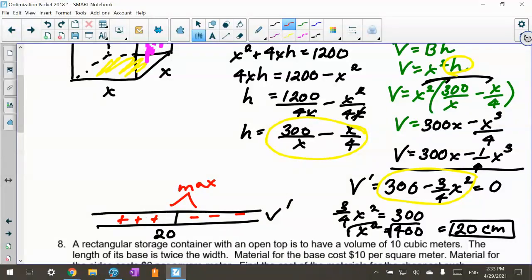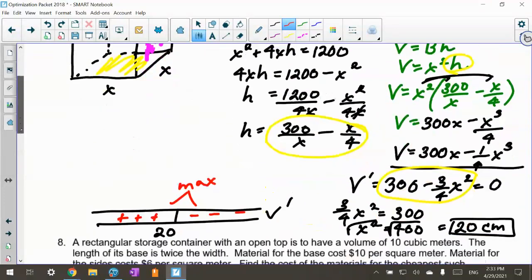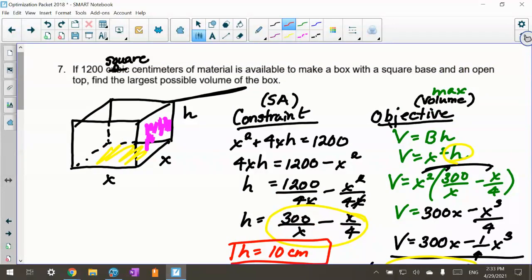Then I'm going to plug the 20 into the h spot. When I do that, h comes out to be 10 centimeters. So make sure that you plug in the 20 and show that you're doing this. Basically, they want to know the largest volume of the box. So I have 20 centimeters, this is 20 centimeters, we just found it, and this is 10 centimeters.